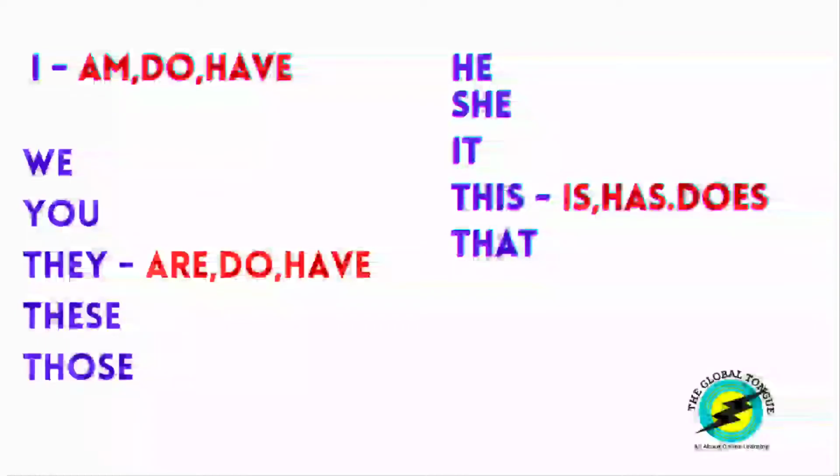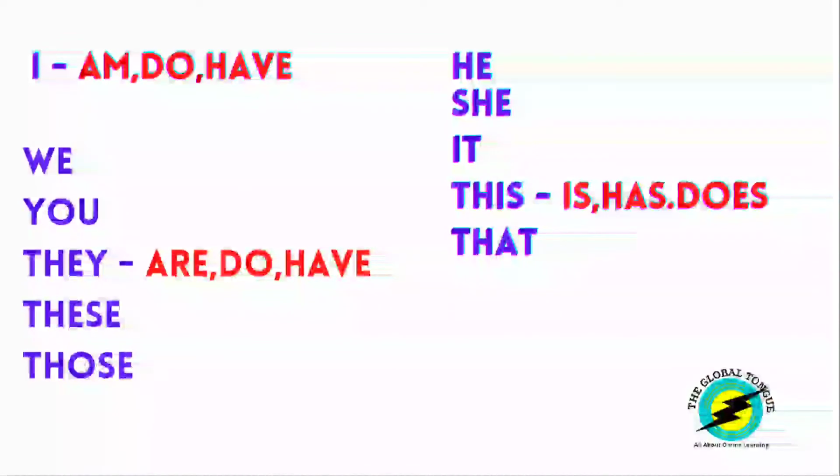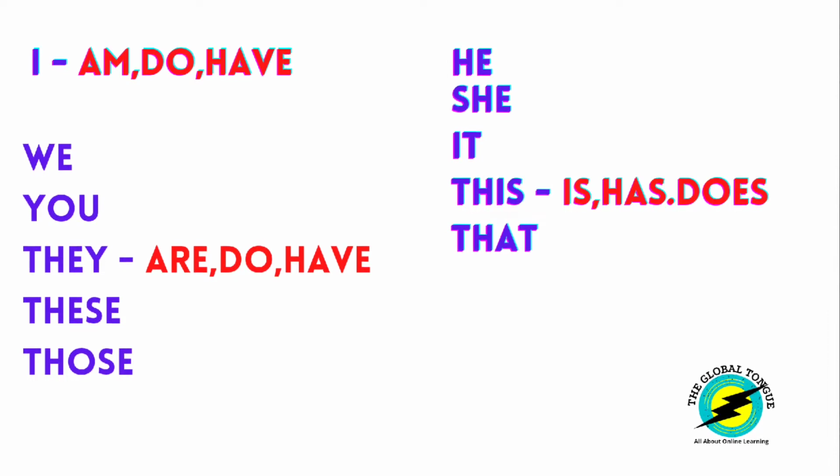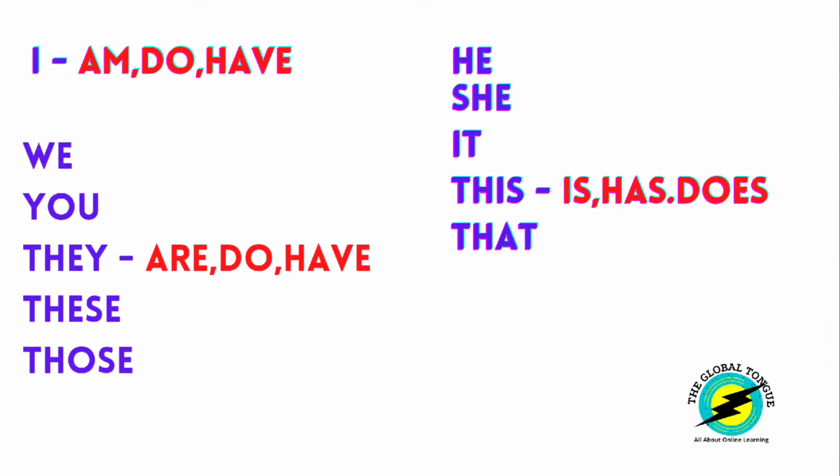And we also need to remember our helping verb friends. As you know that we have I, we, you, he, she, it, this, that, they, these, and those, and their friends: am, do, have, are, do, have, and then is, has, and does.